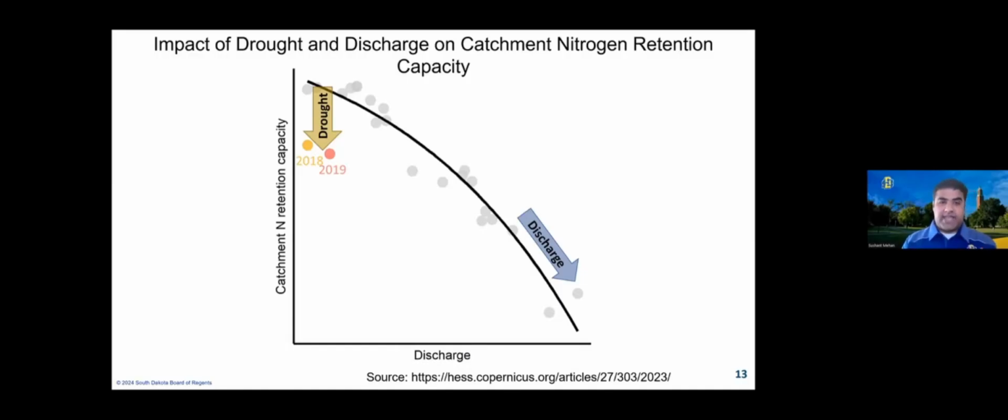On the opposite end, the higher discharge events typically correspond to a further reduction in nitrogen retention as the system becomes more overloaded with water, reducing the ability to retain nutrients effectively. Overall, this graphic is providing a critical insight into how droughts and extreme weather conditions impact nutrient cycling in the catchment. It highlights the importance of monitoring both the drought and the discharge levels to better manage nitrogen or other nutrient retention and minimize the quality degradation.